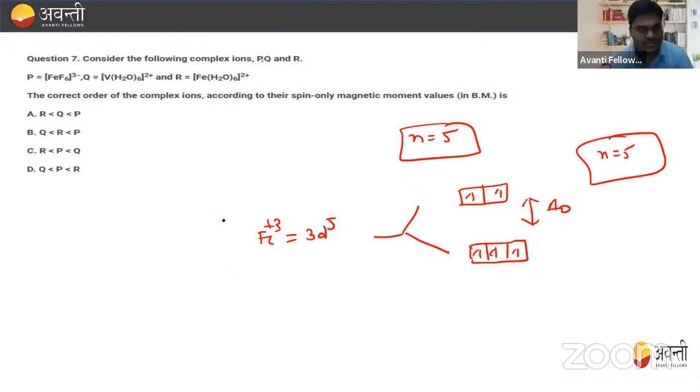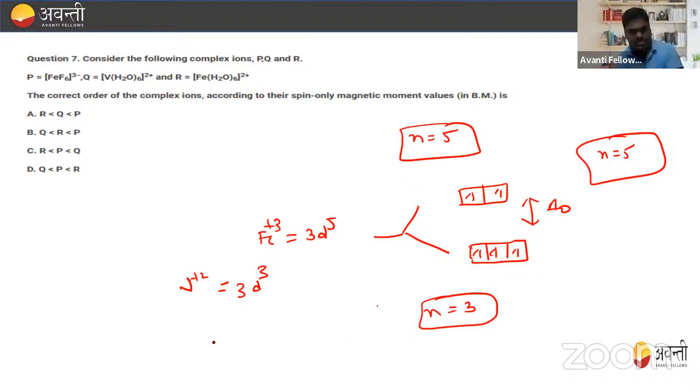Now in [V(H2O)6], the vanadium is in the +2 oxidation state, so it has 3d3. So they have only three unpaired electrons. So n is equal to 3 only for this case.